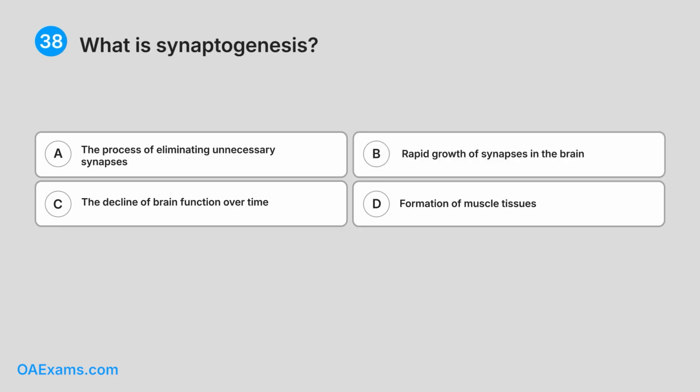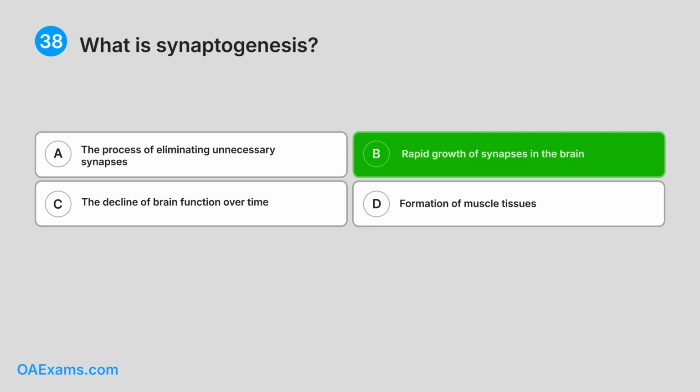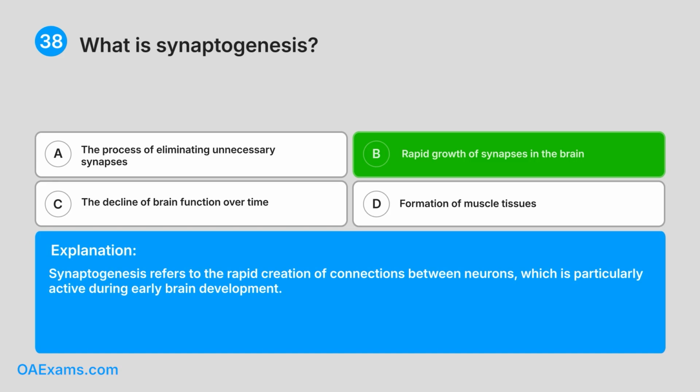38. What is synaptogenesis? A. The process of eliminating unnecessary synapses. B. Rapid growth of synapses in the brain. C. The decline of brain function over time. D. Formation of muscle tissues. Can you guess the answer? Correct answer. B. Rapid growth of synapses in the brain. Explanation. Synaptogenesis refers to the rapid creation of connections between neurons, which is particularly active during early brain development.